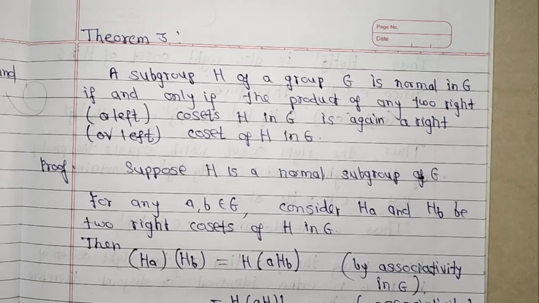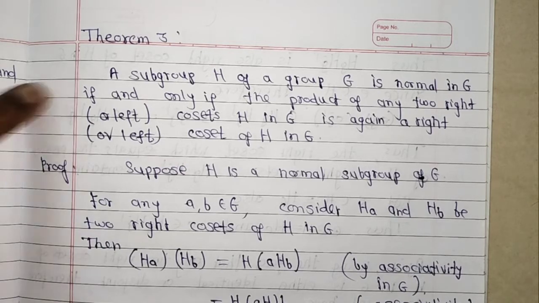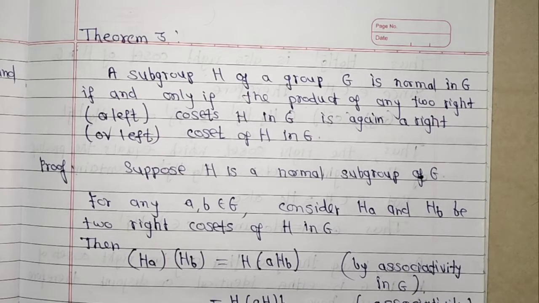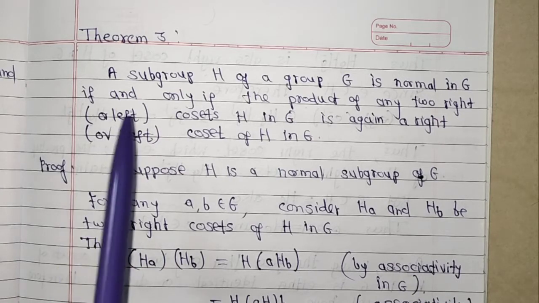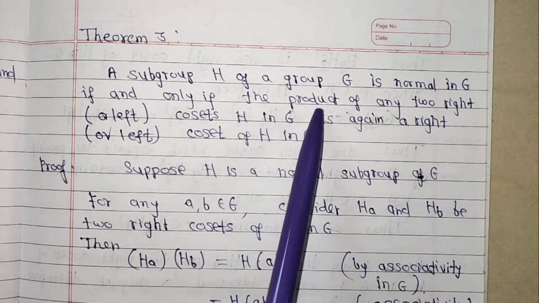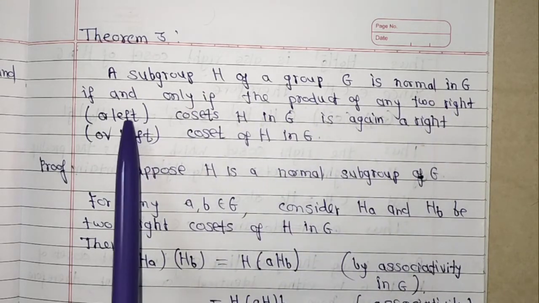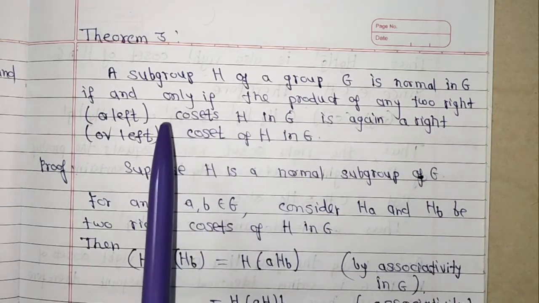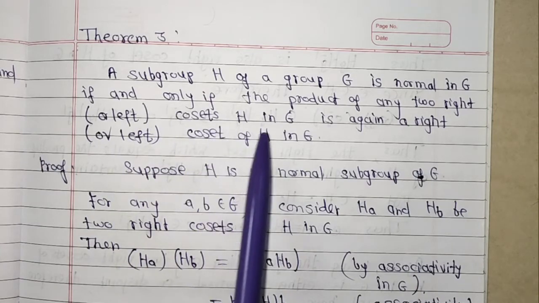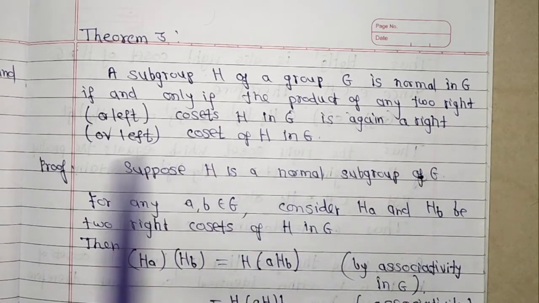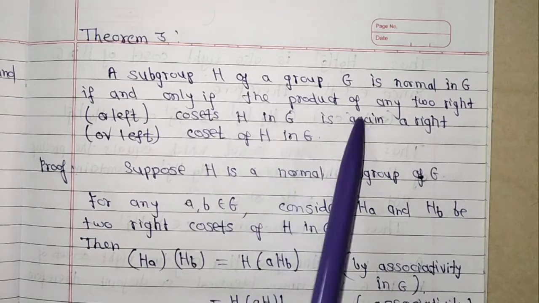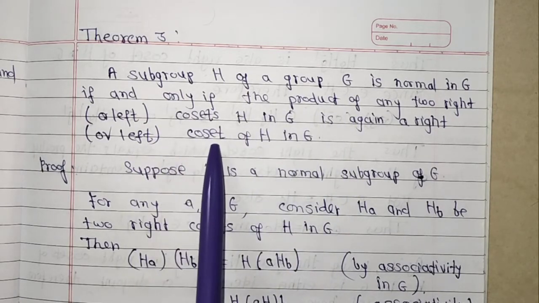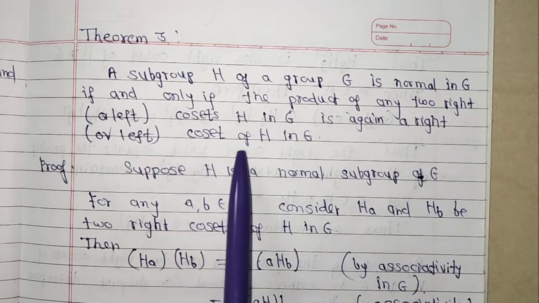Today we will discuss some theorems. First theorem is theorem number 3. The statement of this theorem is: a subgroup H of a group G is normal in G if and only if the product of any two right or left cosets of H in G is again a right or left coset of H in G. That means the product of two right cosets is a right coset and the product of two left cosets of H is again a left coset of H in G.